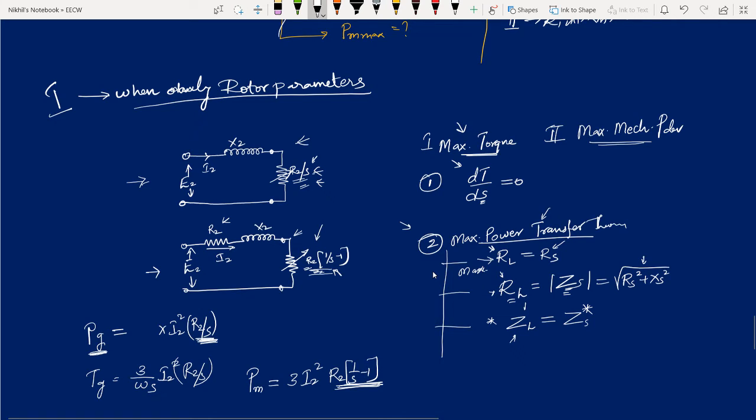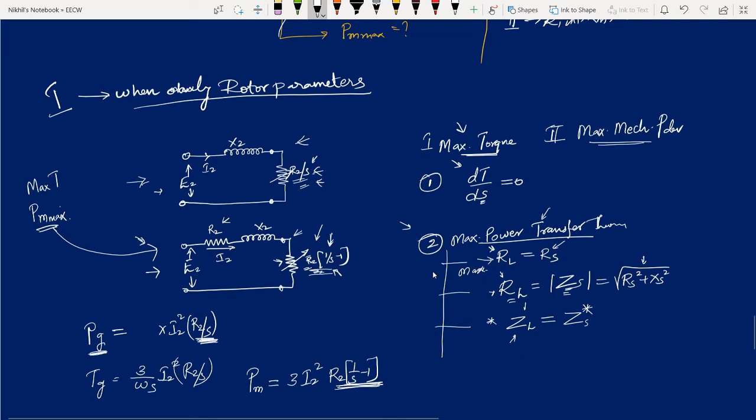Now we are interested in finding two parameters: the maximum torque, and the maximum mechanical power developed. Where does mechanical power correspond to? It corresponds to the mechanical load. In both diagrams, which one separately shows the mechanical load? This one. So if maximum power is transferred to this resistive load, this resistance is the electrical equivalent of the mechanical load. This is like the soul of the mechanical load.